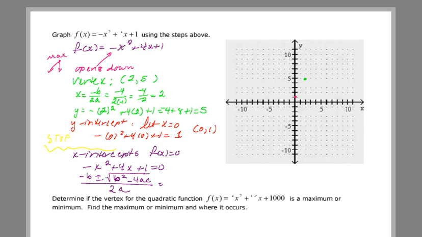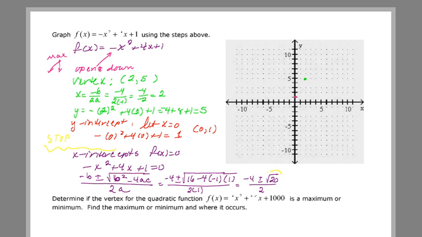So let's see what negative b is going to be. Since b is a positive 4, negative b will be a negative 4, plus or minus the square root. Since b is 4, b squared will be 16, minus 4 times a, which is negative 1, times c, which is 1. And this is all over 2 times a, which is 2 times 1. Now we need to clean this up. First, let's work on the inside of the radical. I'll end up with 16 plus 4, which is 20.